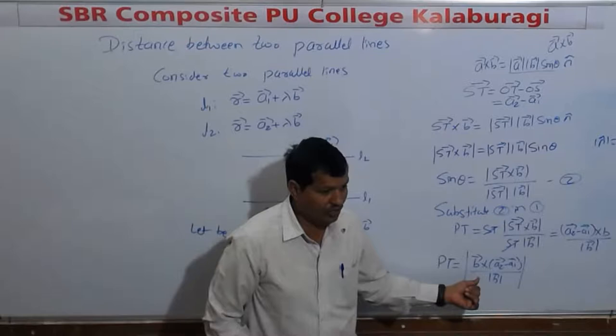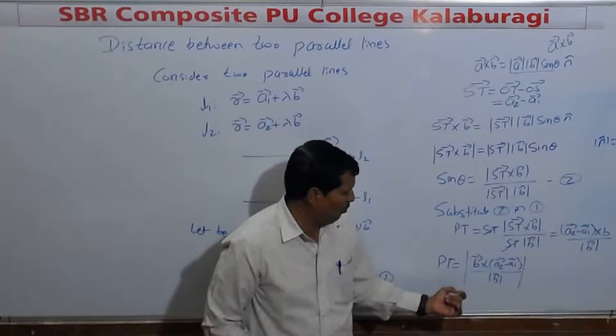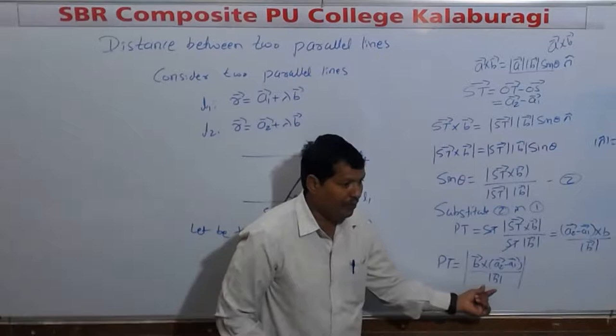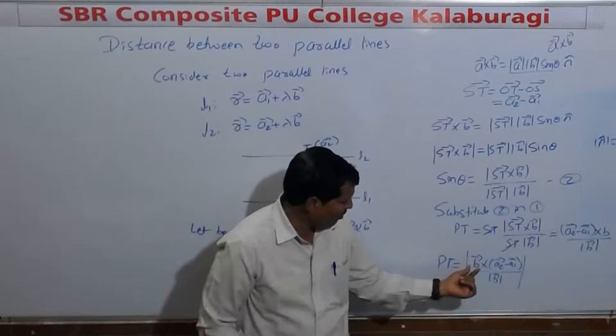When you are to find the distance between two skew lines, it is b1 cross b2 dot a2 minus a1 by mod of b1 cross b2. So here it is b cross a2 minus a1 by mod of b. b1 cross b2 we write as only b. After that, the dot will come there, and here the cross will come. But it is between b1 and b2. They look the same, that is why. Here it will be the cross, so there it will be dot. Okay, so this is the formula.